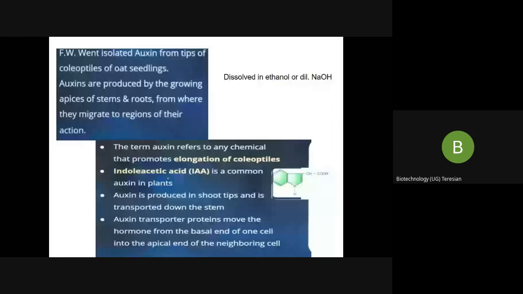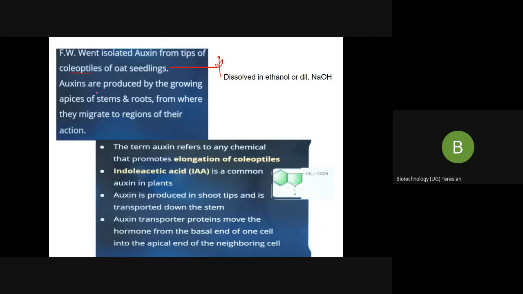Now we shall go to our first growth regulator, that is auxins. So we have already studied that Went isolated auxin from the tips of the coleoptiles of the oat leaves. Coleoptile means the tip region. If this is the plant, this region, the tip of this region, is called the coleoptile. So from there it was isolated.